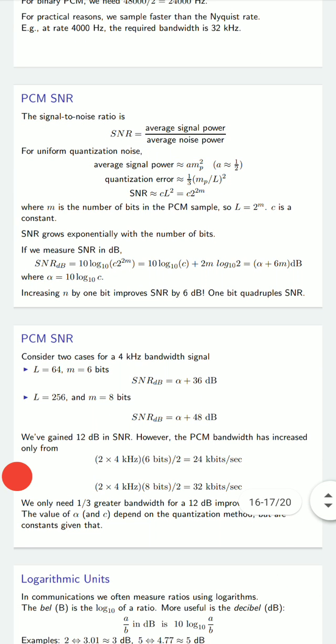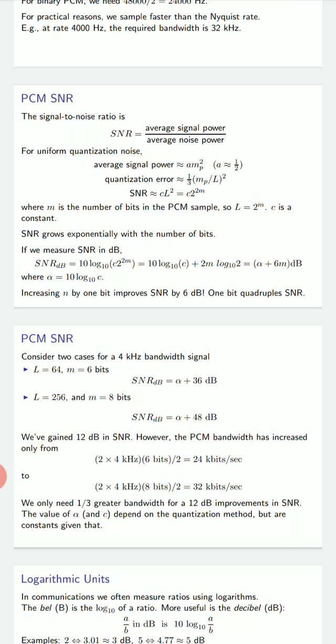Again, if you see here what we are saying about the signal to noise ratio, that will be the ratio of average signal power with the average noise power. We are taking for uniform quantization average signal power that will be equal to 1 by 2 MP square, or you can take A MP square, because we are taking approximate A value that will be equal to 1 by 2. And we are having quantization error.